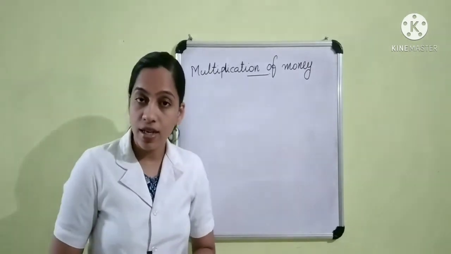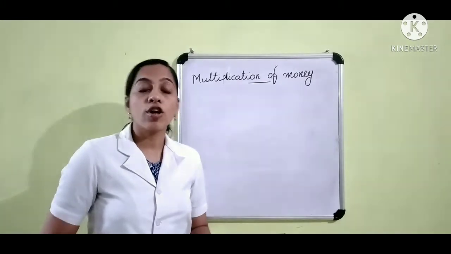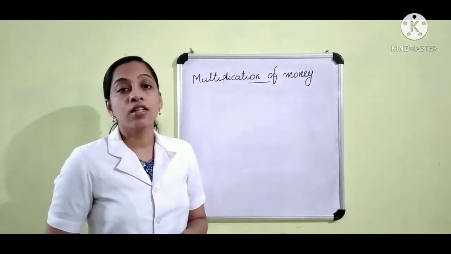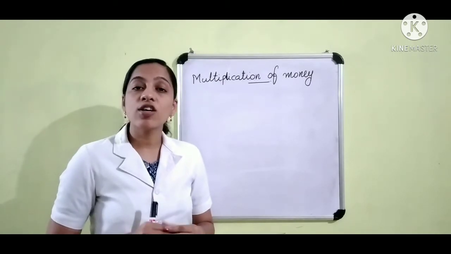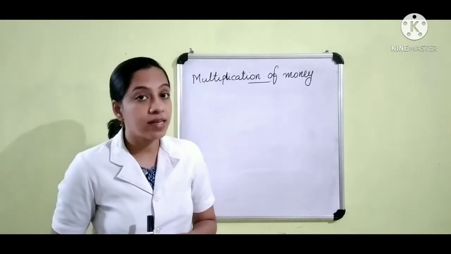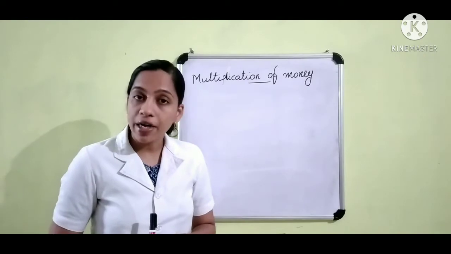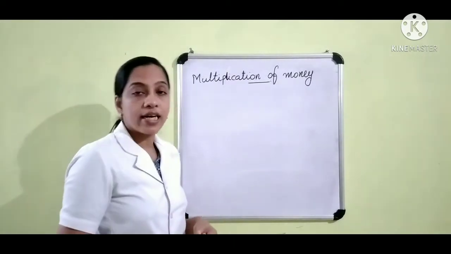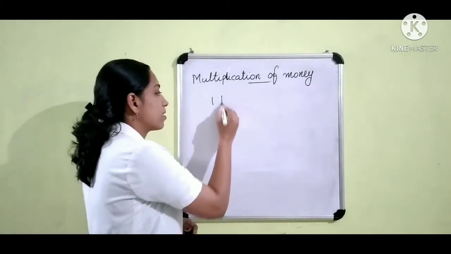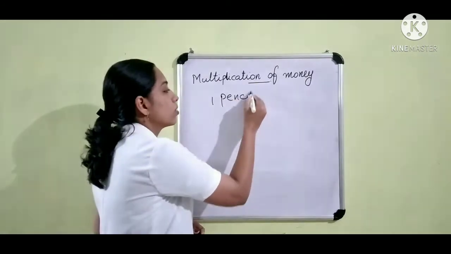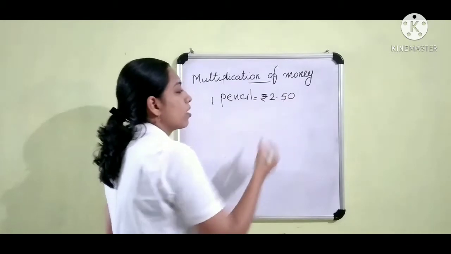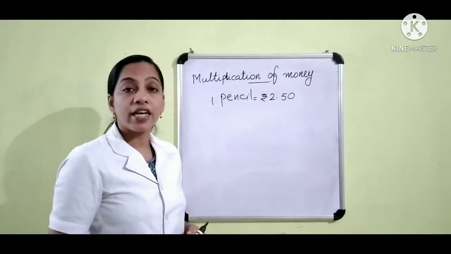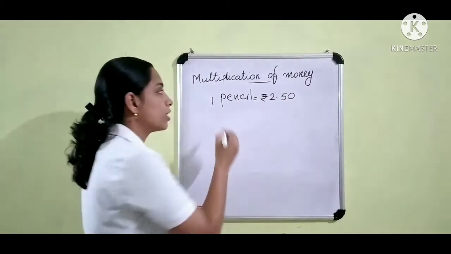So let us understand this with an example. The cost of one pencil is 2 rupees and 50 paise. Then what is the cost of 5 such pencils? How do you find out the answer? See children, the cost of one pencil is 2 rupees and 50 paise. We have to find out the cost of 5 such pencils.